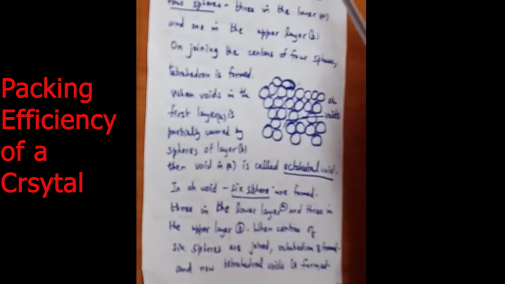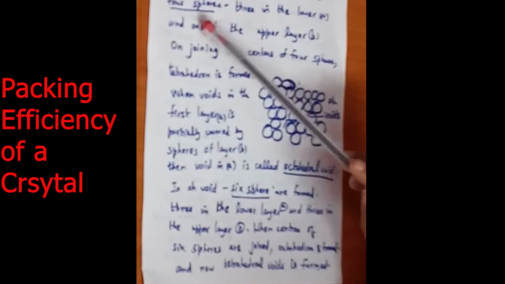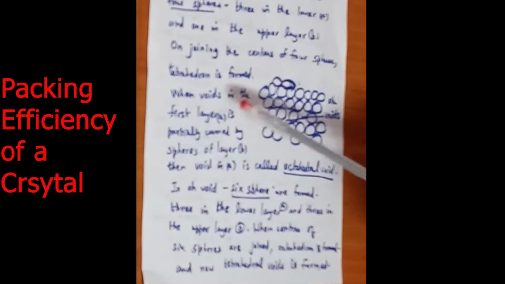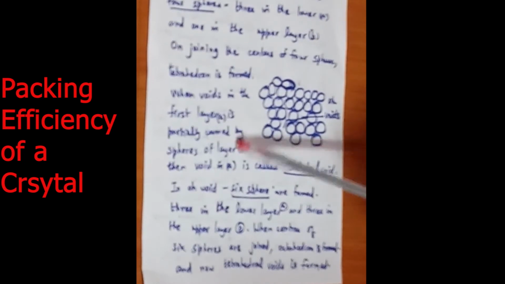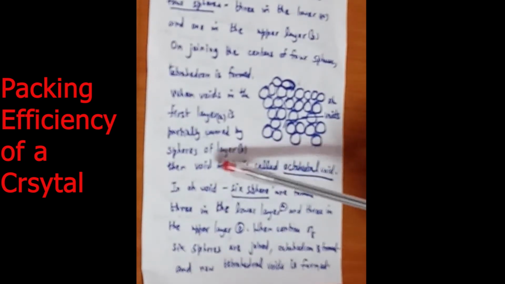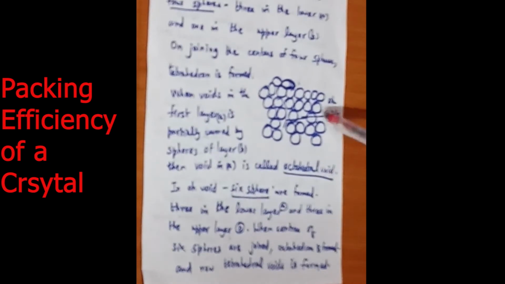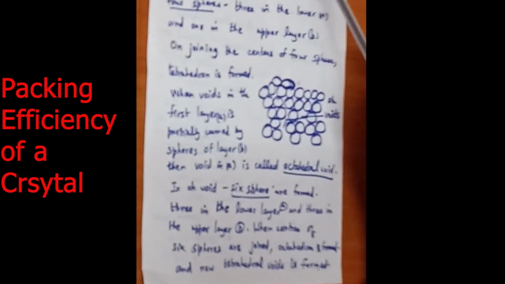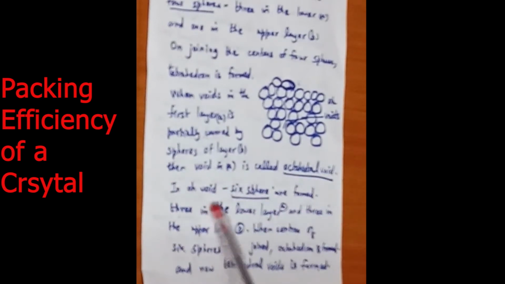So what is the tetrahedral void here? If the second layer is above the void of the first layer, a tetrahedral void forms. But when voids in the first layer are partially covered by spheres of the second layer, then that void is called an octahedral void. In the octahedral void there are 6 spheres, 3 in the lowest layer and 3 in the upper layer. When all 6 are joined, an octahedron is formed.